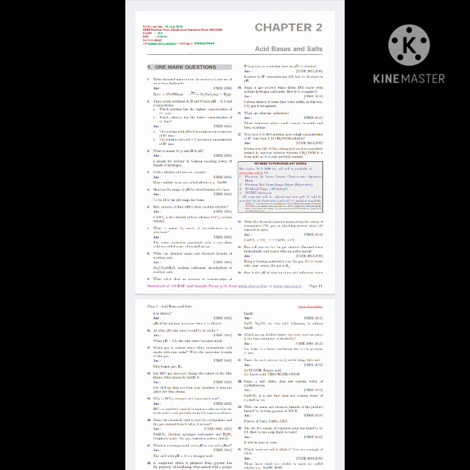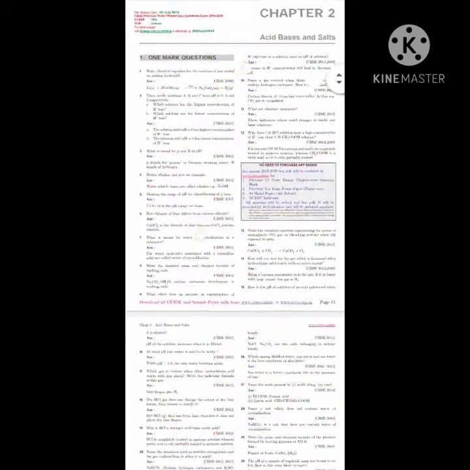So, children, from today onwards, let us have a revision session on the chapter acids, bases, and salts. Here I have taken a PDF form of the acids, bases, and salts chapter from CBSE online. Today we will be discussing the previous year questions that have been given in the question papers. First we shall discuss the 1 mark questions.